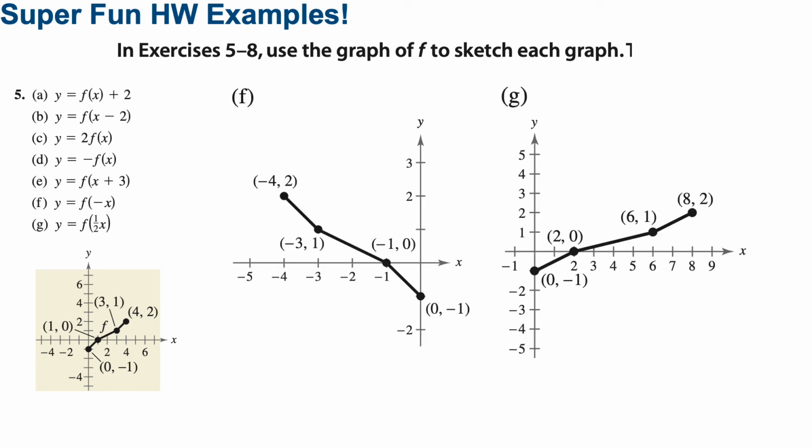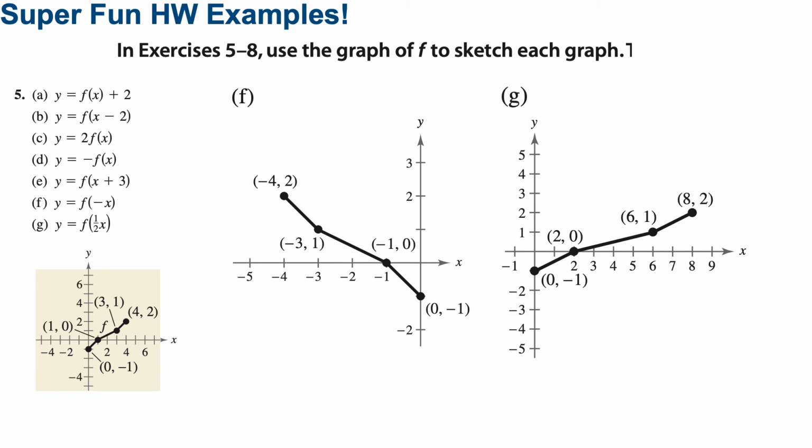And then F was a reflection across the y-axis. So notice how the original was this way. And then, this one was on the y-axis, so it stayed. This is the opposite of (1, 0), (-1, 0). So the next point was (3, 1), so it became (-3, 1). And then (4, 2) becomes (-4, 2) because it's the opposite across the y-axis.